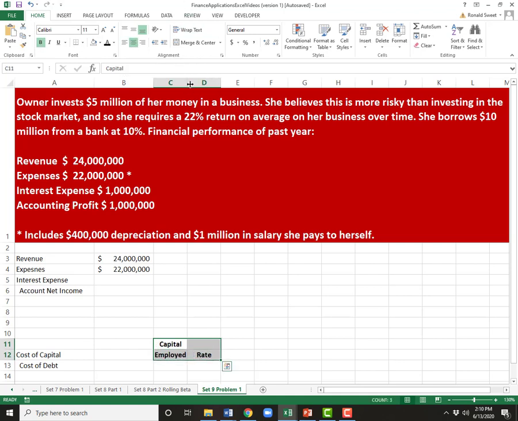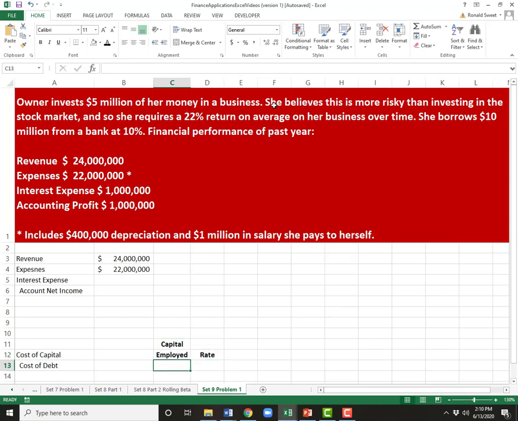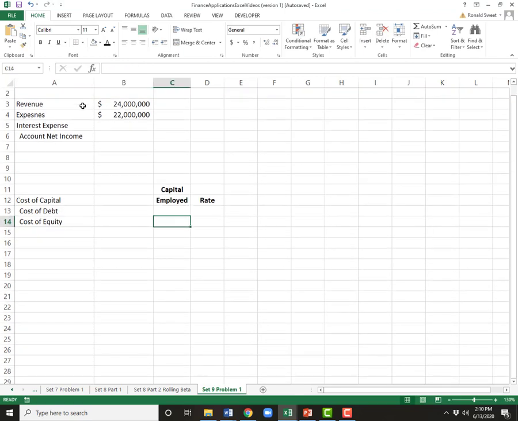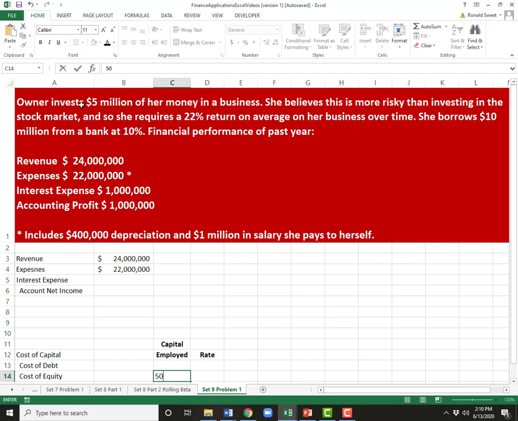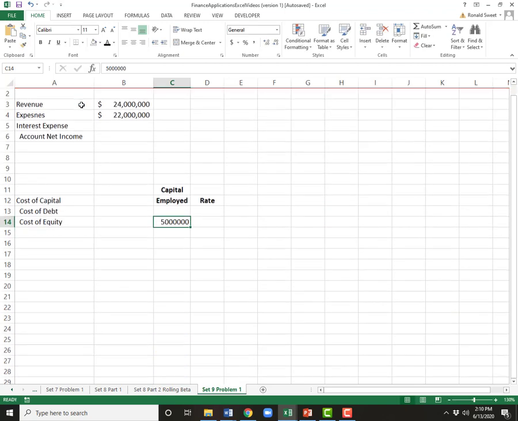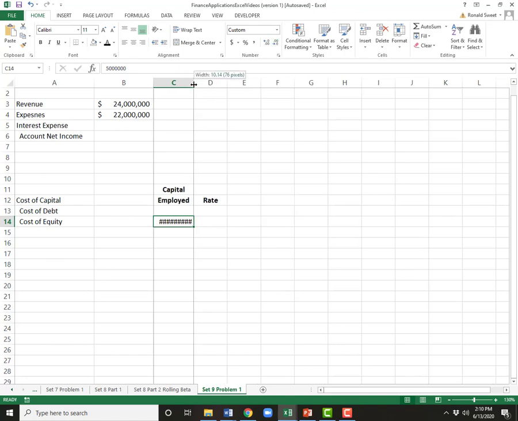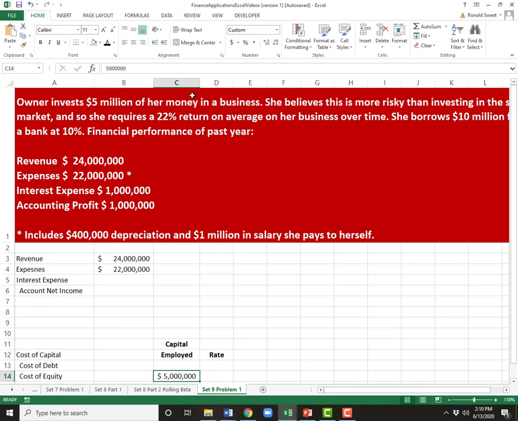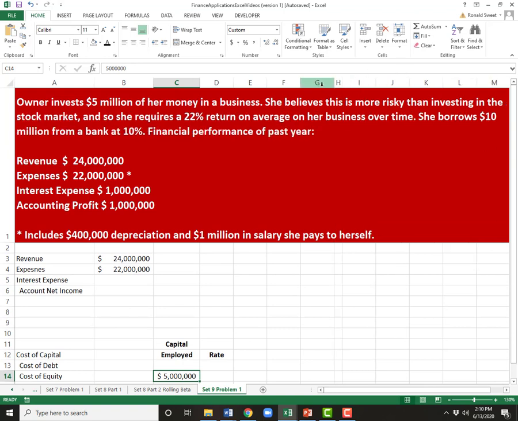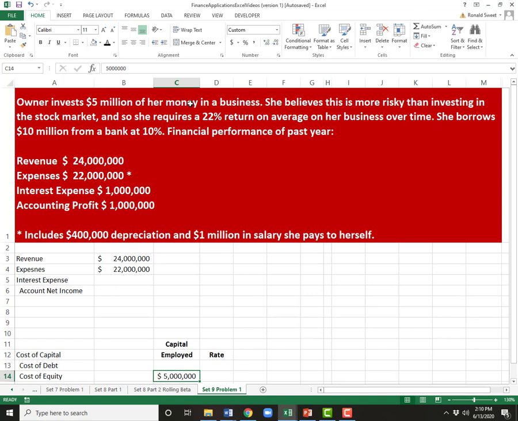So capital employed, that is how much do you have invested? You can see she invests $5 million of her own money, so that's cost of equity. So capital employed for her is $5 million. Again, that's the dollar amount, so we'll put that in dollars. We don't need decimal places. And so $5 million of her own money.